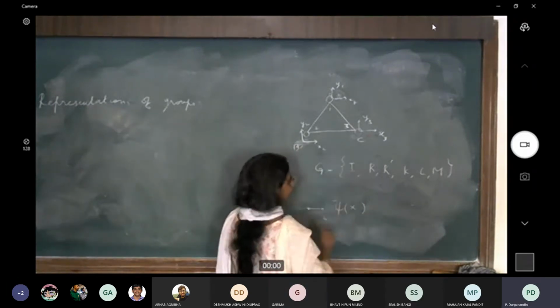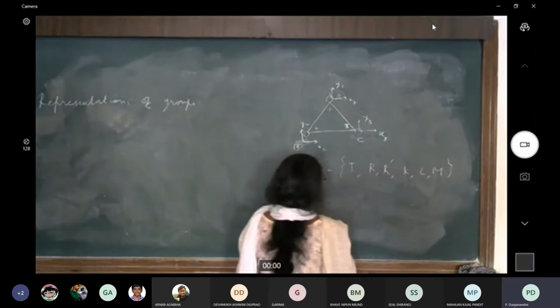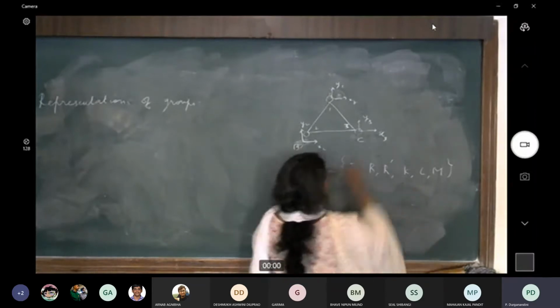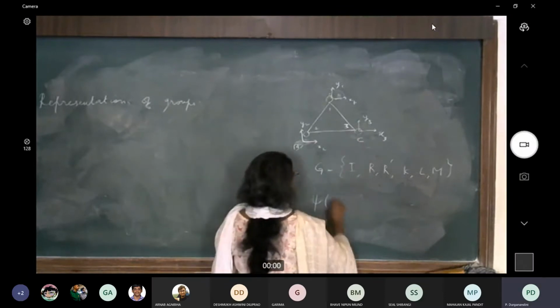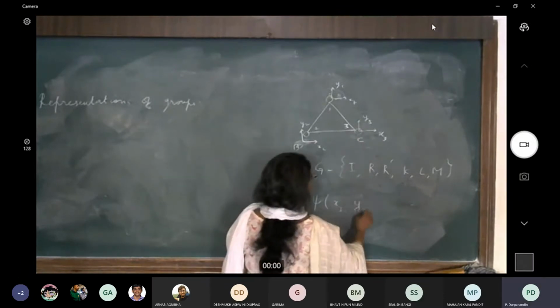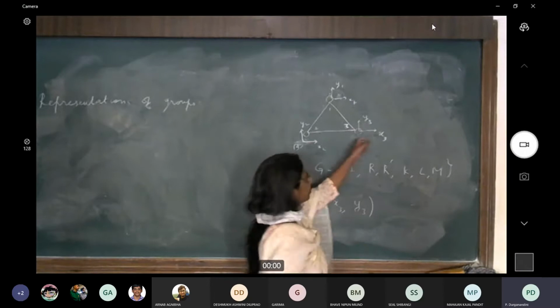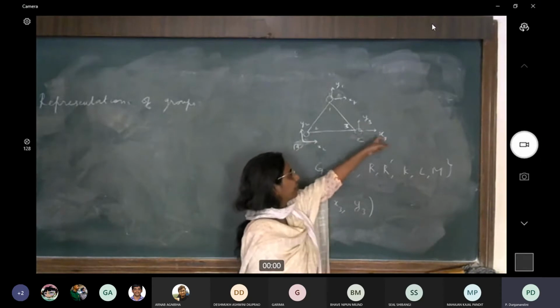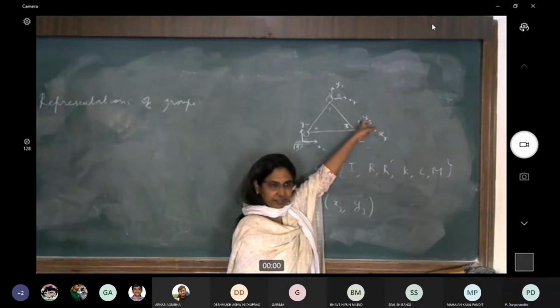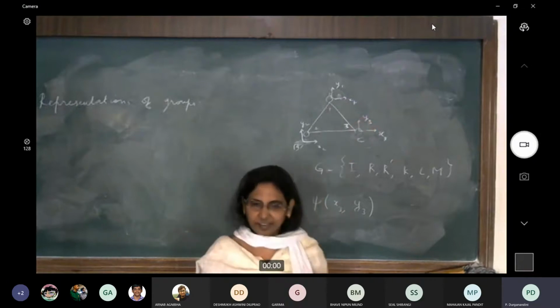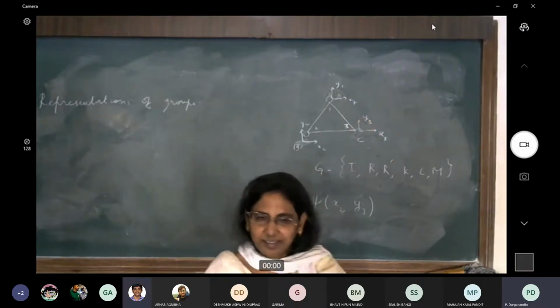Here, what will it be? In this case, what will it be? It's going to be a function of x, y. Because this wave function now will depend upon the x coordinate as well as the y coordinate. Is this correct? Yes. Okay.